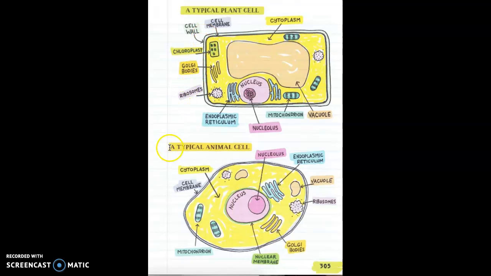And that looks different than a typical animal cell. We also have the nucleolus inside the nucleus, the endoplasmic reticulum, vacuole, much smaller, ribosomes, Golgi bodies, the nuclear membrane, mitochondrion, cell membrane, and the cytoplasm.